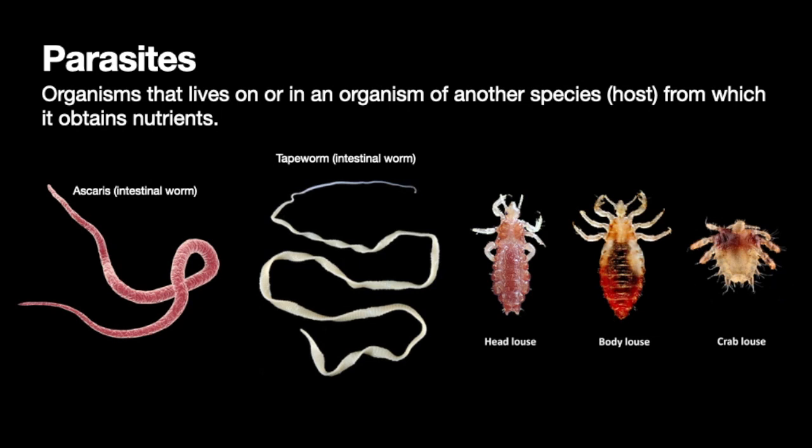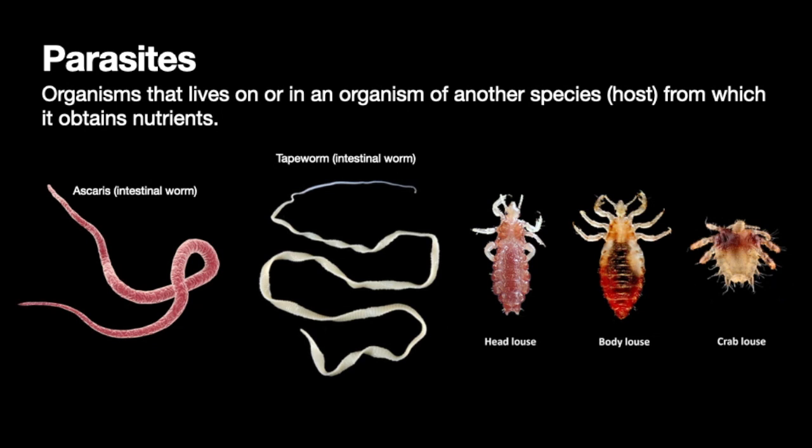Parasites are organisms that live on or in an organism of another species. We call this other organism the host. The parasite lives by obtaining nutrients from the host, and as it does, it tends to harm or sometimes even kill the host. Some parasites, like species of protozoa, are microscopic pathogens, and I will teach you about them in a minute.